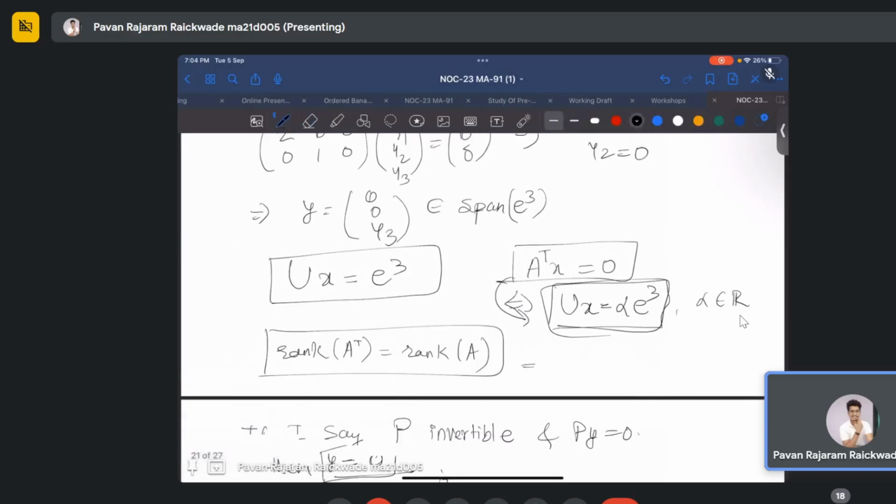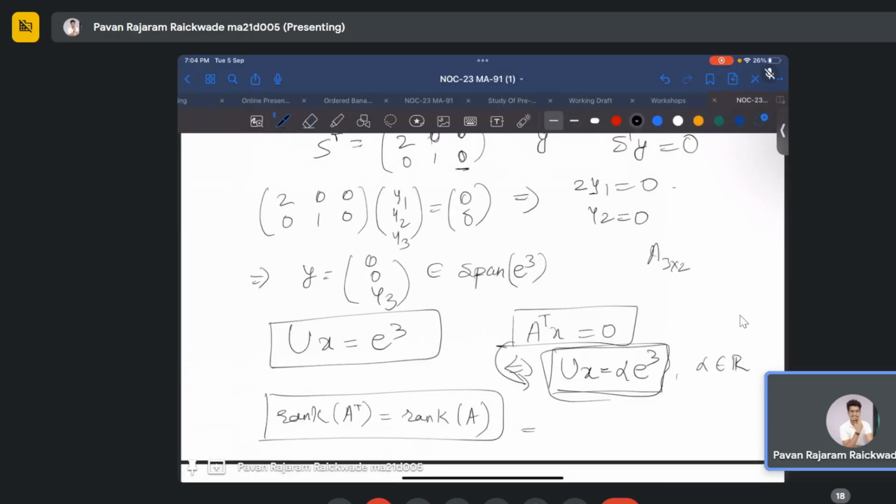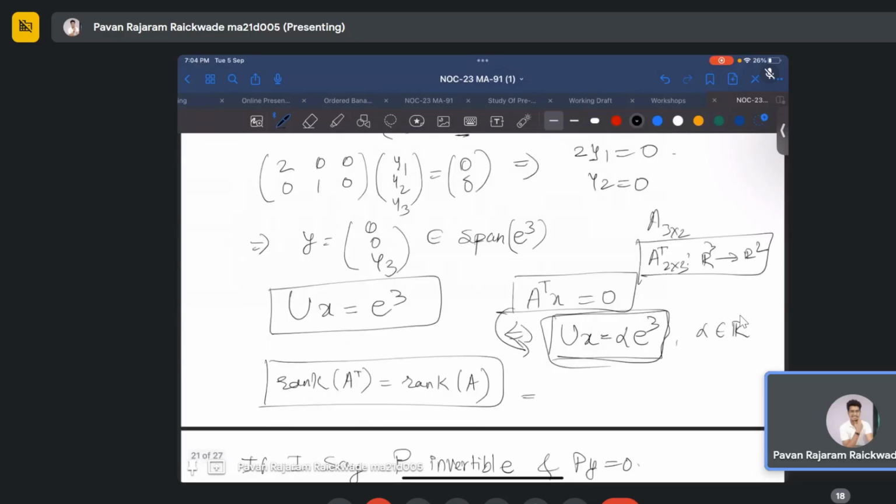is, see, A is a 3 cross 2 matrix, A transpose will be a 2 cross 3 matrix, means it is from R3 to R2, and in that case, the rank of A transpose will be 3 minus nullity of A transpose. Okay, you have to be careful, right?